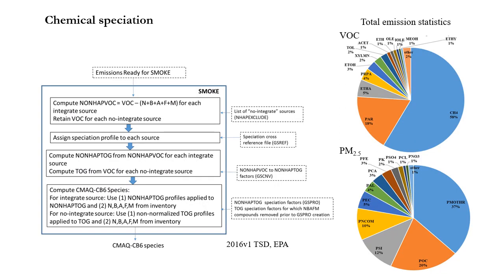The speciation profiles are used to distribute the inventory pollutants into model species. The profiles for the CB6 mechanism are already prepared by EPA. For other chemical mechanisms, they can be created by the speciation tool.